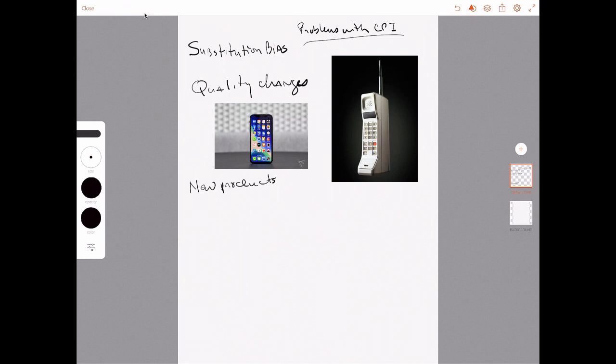And then, of course, not only do we have to worry about new products, but we have to worry about new places to buy the products. So as we buy more and more things online, that means that the people who are shopping for CPI have to take into consideration these other sources or these other locations of where goods can be acquired. And then, maybe the king of all problems with CPI are things related to seasonal changes.